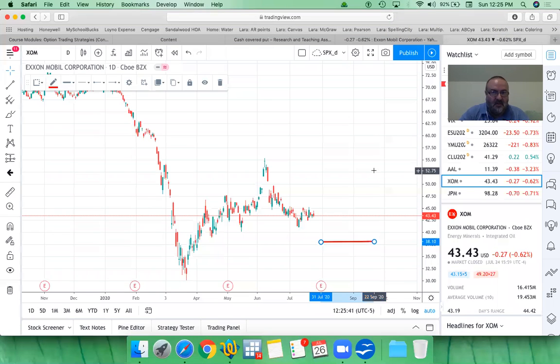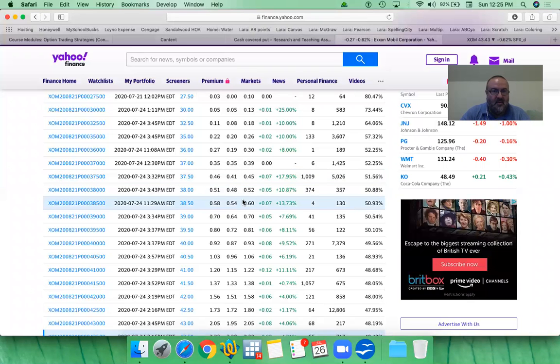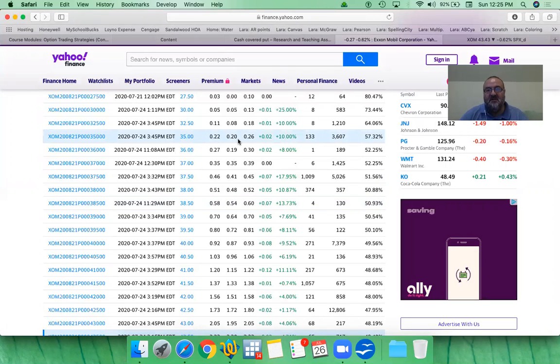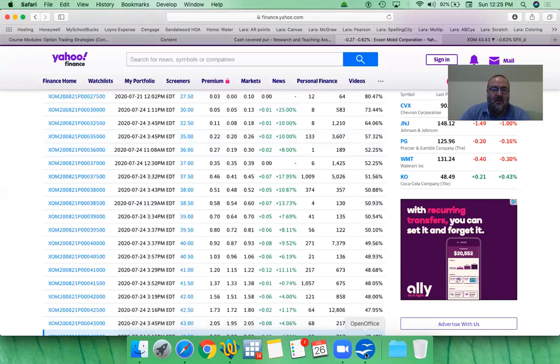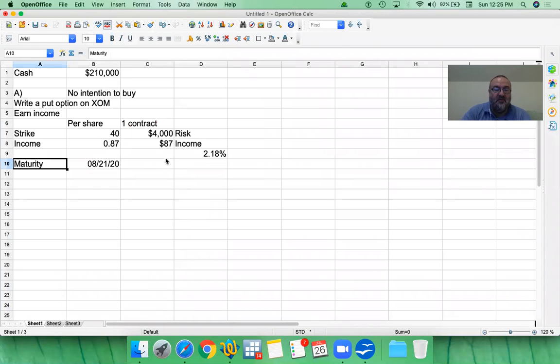If you wanted to lower this even more and say you want to go down to, say, 35, at that point you're making about $20 for each contract. So it is up to you how much risk you want to take with respect to getting assigned and actually owning the Exxon shares. But since you have no intention to buy, to lower the risk would mean lowering the strike price and therefore lowering your income.